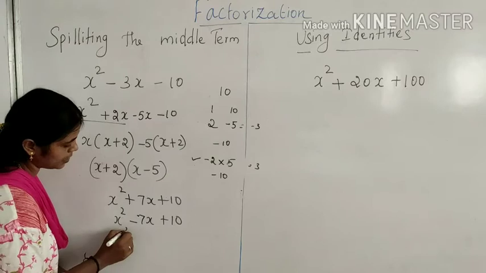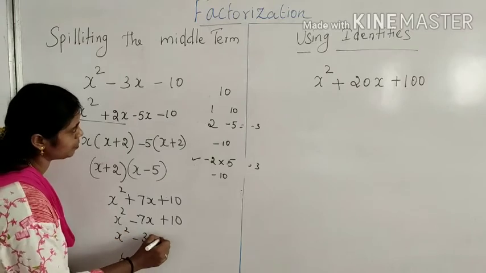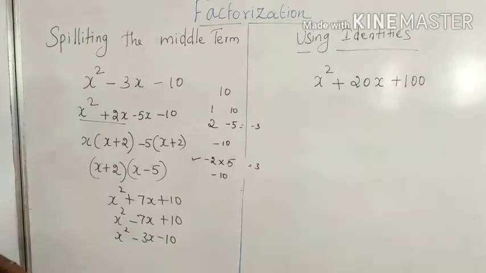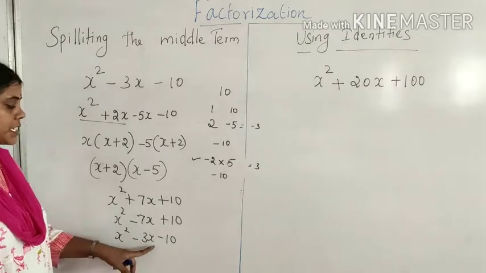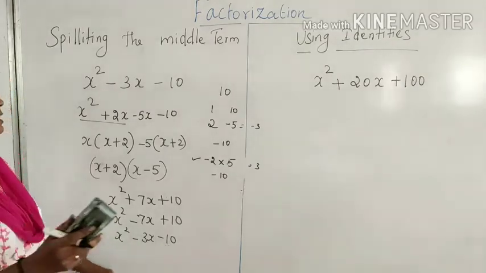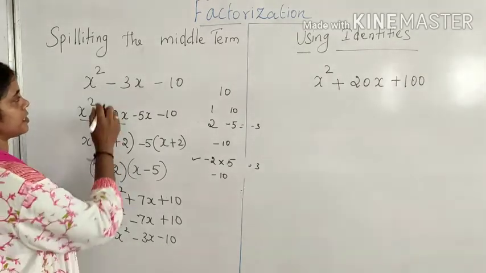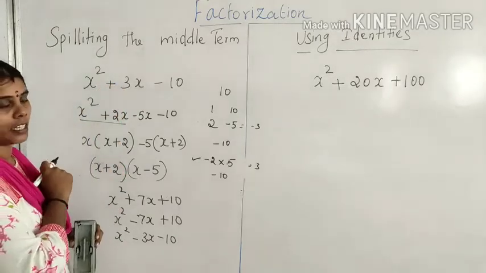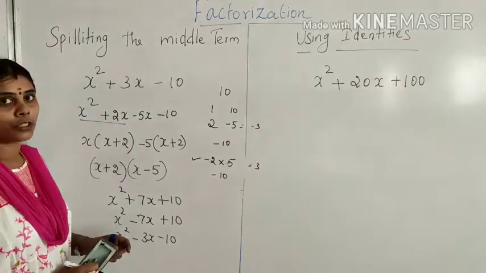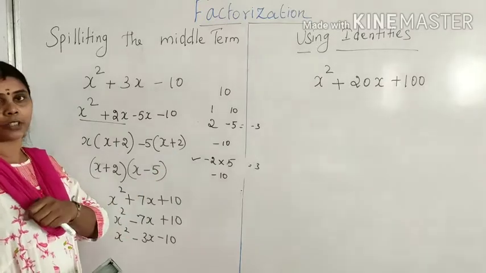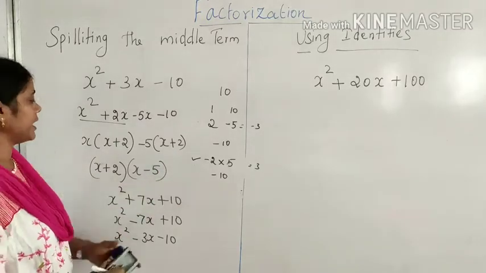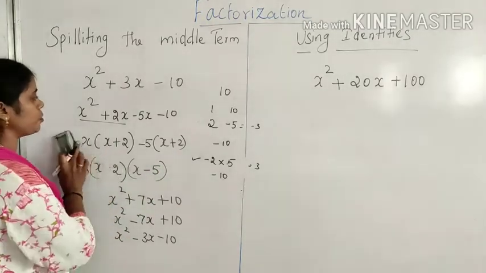both are minus. So x squared minus 3x minus 10. And one more is there: middle term is plus and last term is minus. So middle term plus means, very simple, we can take it. Last term minus means which one you have to take? Exactly, you have to take this one. Then only we will get, this is minus 2.